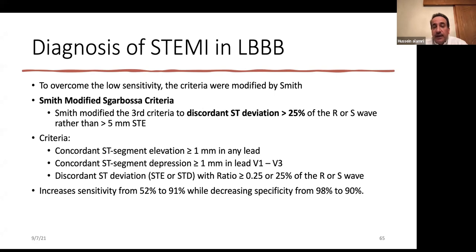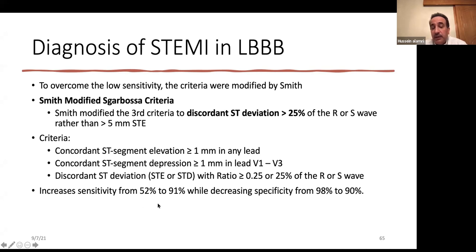Okay, since the criteria of Scarbosa are not very sensitive, Smith modified these criteria. He kept the first two criteria because they are highly sensitive and specific, and he only changed the third criteria, where he took in consideration the ST deviation in relation to the R or S wave. So if the ST elevation is more than 25% of the S wave, this is considered MI. Or if the ST depression is more than 25% of the R wave, this is again considered MI, depends on the lead. So the first two criteria are the same, but instead of 5 millimeters, he considered ST deviation in relation to the R or S wave.